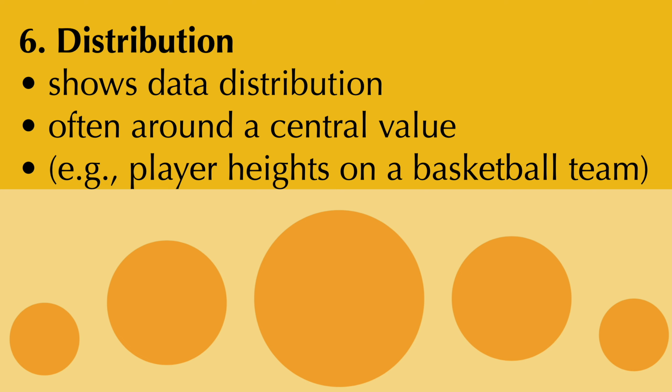Distribution. This shows the data distribution around a central value. For example, player heights in a basketball team. So the big circle in the middle will be the player with the tallest height, and then on the right and left of that would be a distribution of heights.